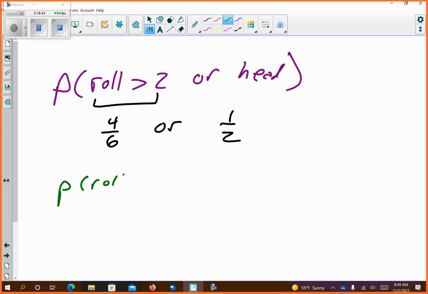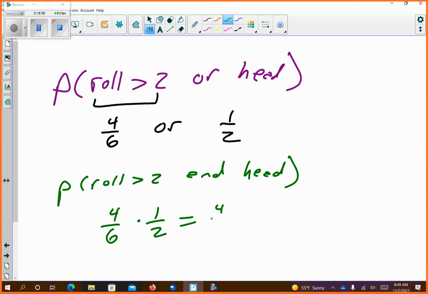Probability I roll greater than 2 and a head comes up. Okay, so you're going to go 4 over 6, which can reduce, times 1 over 2. So this is and, so I get a 4 in 12 chance, which is a 1/3 probability. Okay, so that's the and.